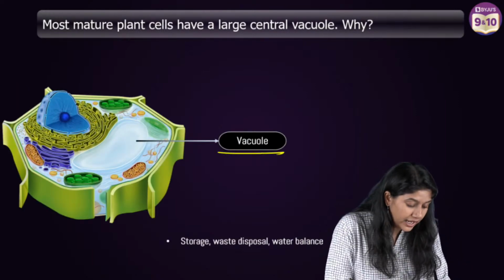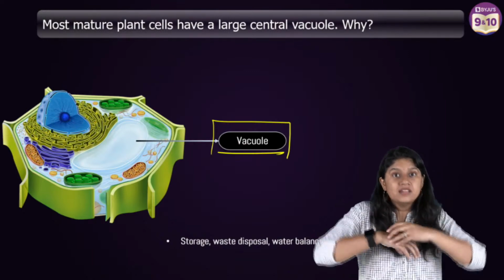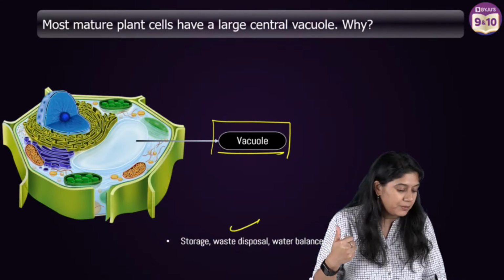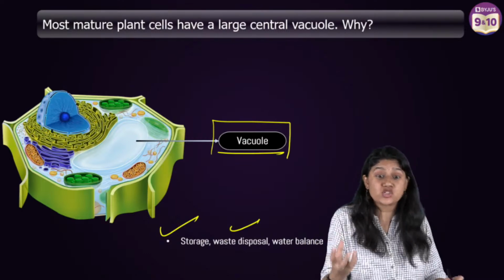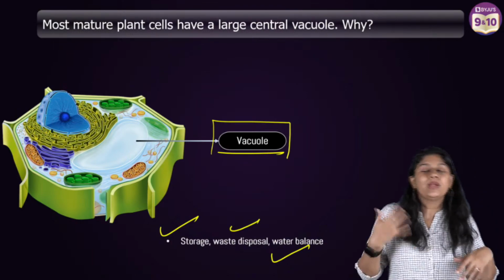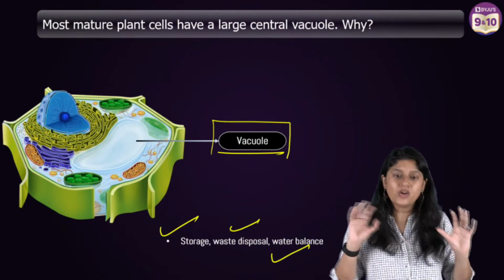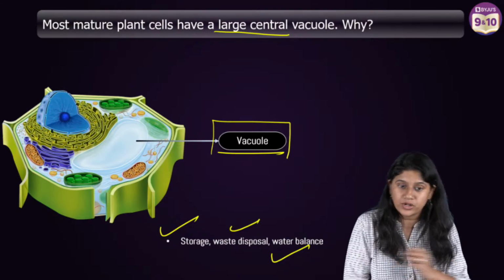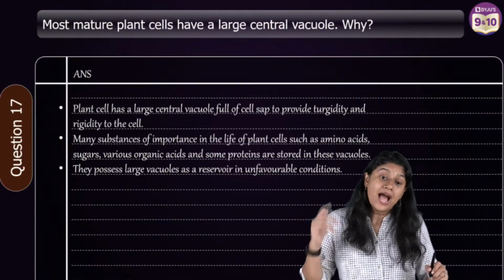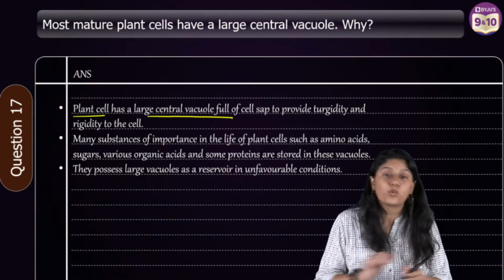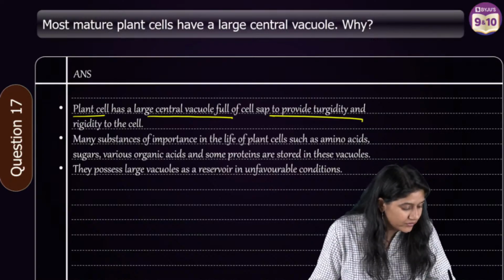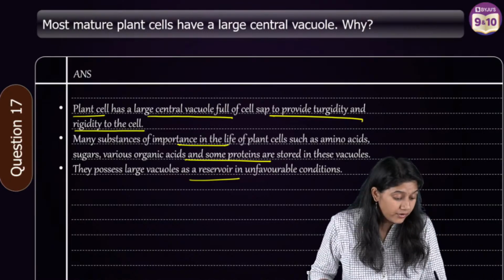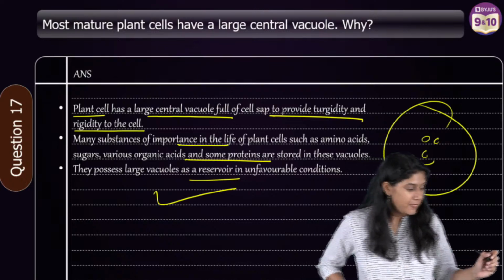So what happened? We know that mature plant cells usually have a very large central vacuole, because the vacuole accumulates waste. It plays a very important role in storage, and of course in water balancing. We know in general that the vacuole is the storage sac, right? But in mature plant cells, it becomes really very large, and here we have the reason: there's more storage, more waste collecting. The plant cells have a large central vacuole, full of cell sap, to provide turgidity and rigidity to the cells. It accumulates lots and lots of substances, and acts as a reservoir also. Easy peasy.